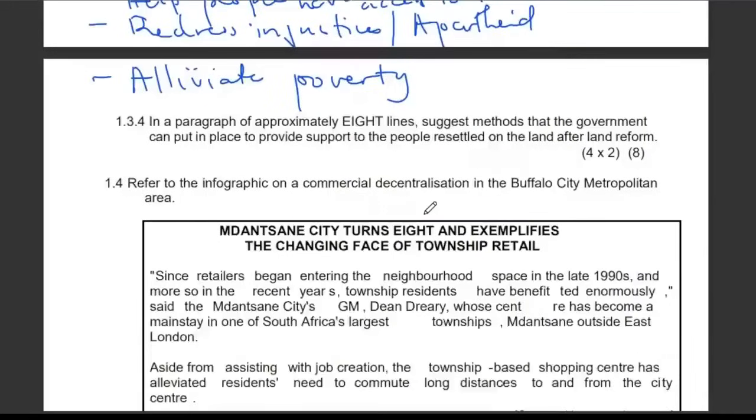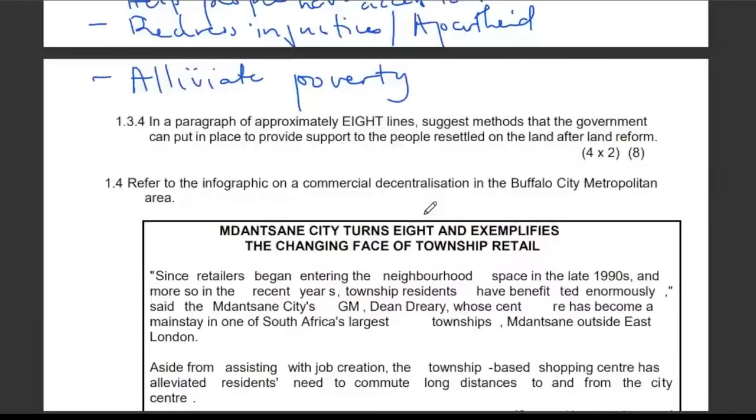Right, we'll move on to the next question. In a paragraph of 8 lines, suggest methods that the government can put in place to provide support to the people resettled on the land after land reform. Right, the problem is if the government institutes land reform without support, then the whole process will become a fail. These people need support. They need to be supported in various ways so that the land reform process becomes a success.